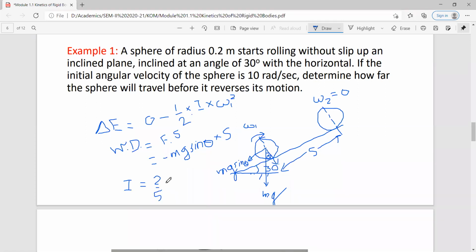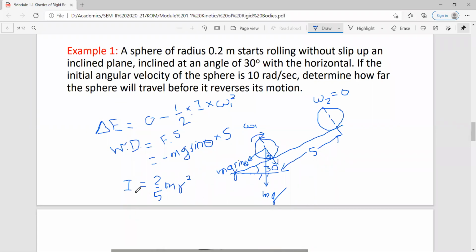Okay, 2 upon 5 into... what is the formula for the mass moment of inertia? m k square, right? 2 upon 5 m into r square. So if you compare it with m k square, then you can find out what is k. Okay, k will come like r into root of 2 upon 5.